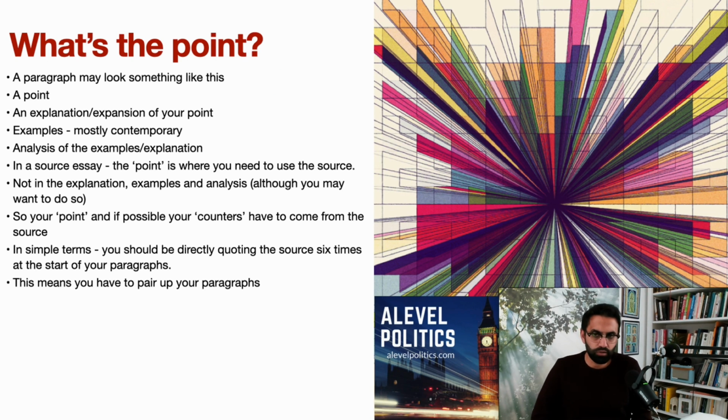So how do you put a paragraph together? Well, as I expand on this in my 30-mark video, a typical paragraph looks something like this. You've got a point, you've got an explanation or an expansion of your point, you've got examples, mostly contemporary, and then you've got analysis of your examples or analysis of your explanations, right? So that's how you typically put a paragraph together: point, explanation, examples, and analysis. That's normally how you write a standard paragraph. You can make a paragraph a little bit more complicated, and I talk about that in my 30-mark video, but let's keep it simple. That's what a paragraph will look like.